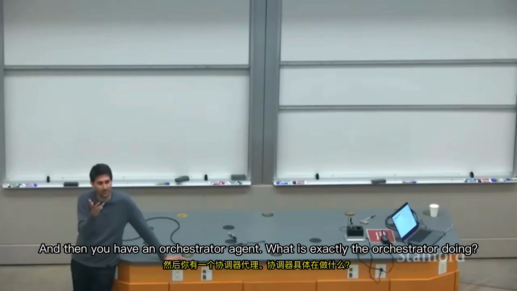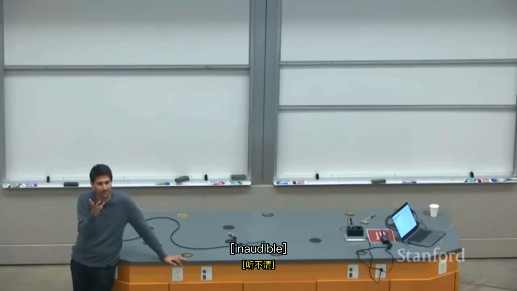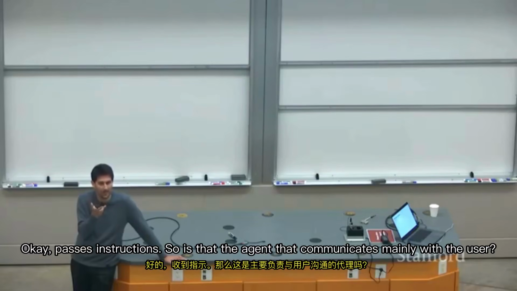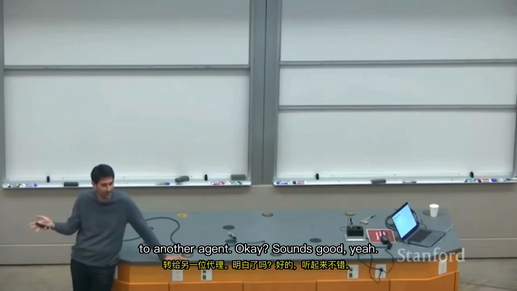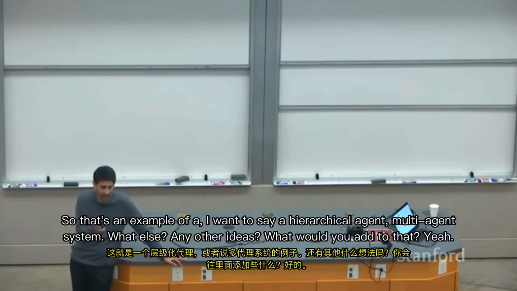What is exactly the orchestrator doing? I think it passes instructions to all other agents. Okay, passes instructions. So is that the agent that communicates mainly with the user? Okay, so if I'm coming back home and I say I want the oven to be preheated, I communicate with the orchestrator and then it would funnel to another agent. Okay, sounds good. So that's an example of a hierarchical multi-agent system. What else? Any other ideas?